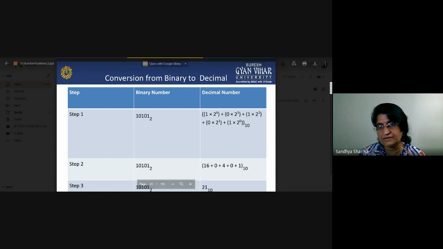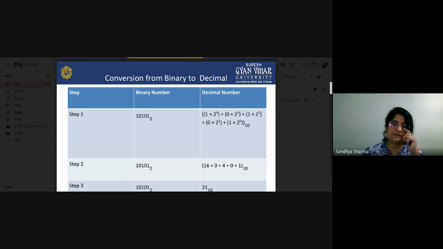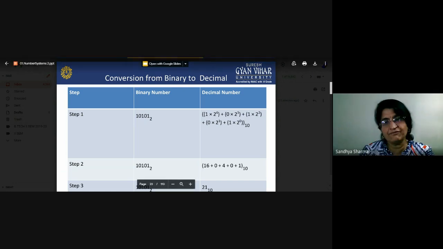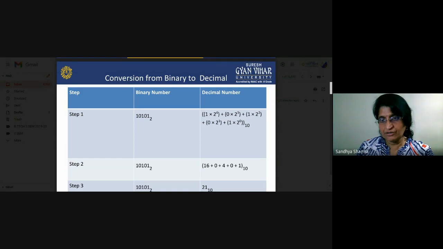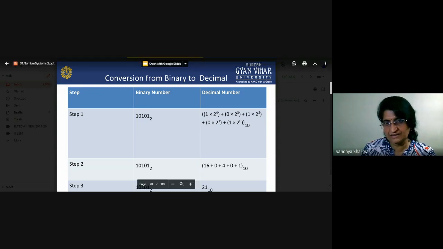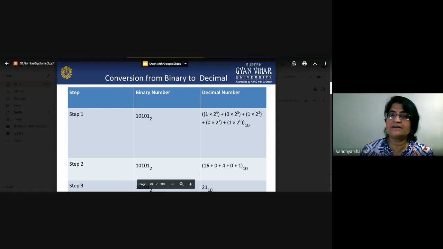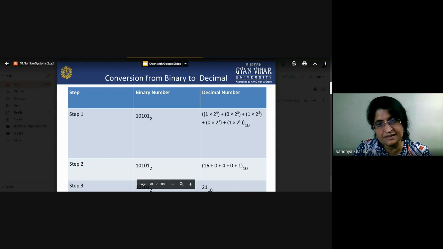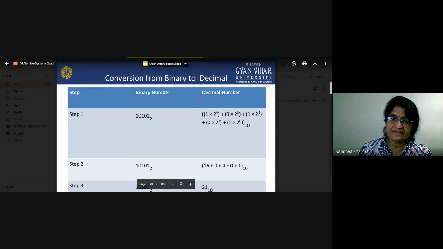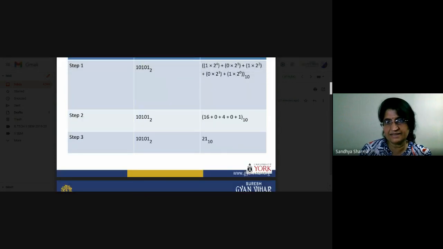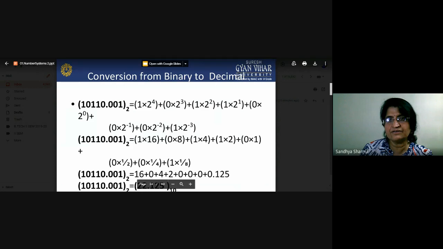After multiplication, the first bit is multiplied by 2 to the power 0, plus the second bit multiplied by its power, then the third bit, fourth bit and fifth bit. By multiplying these digits with the powers of the base and adding all of them, we get the decimal number system. Suppose this is the binary system and you want to convert it into decimal: you have to multiply with the base of that number system. The same thing we told you, 21 in base 10. This is a very basic conversion from binary to decimal.